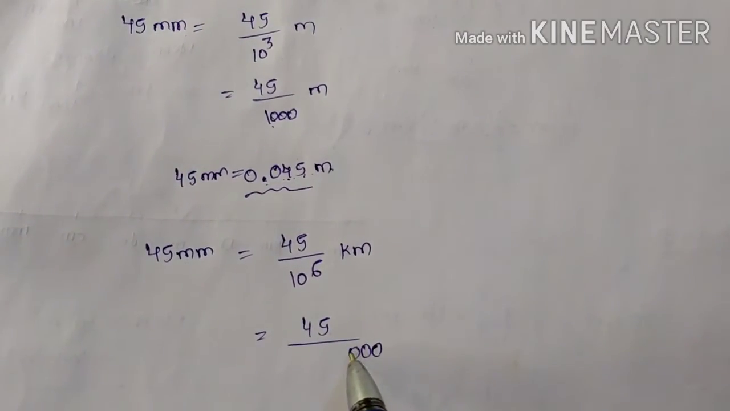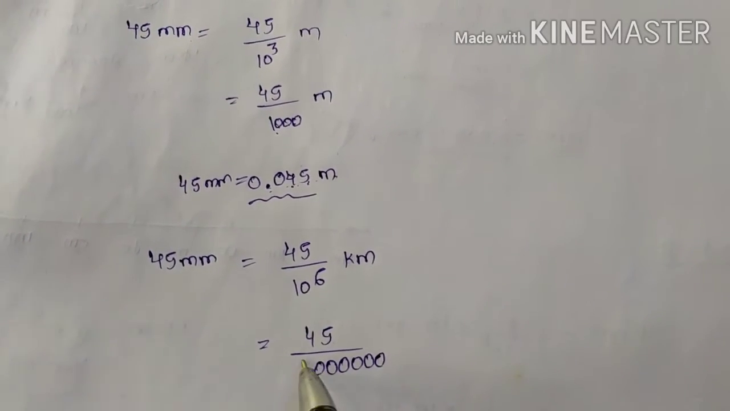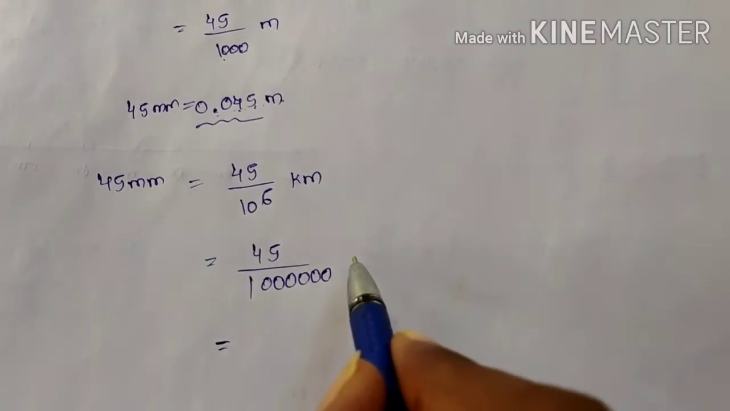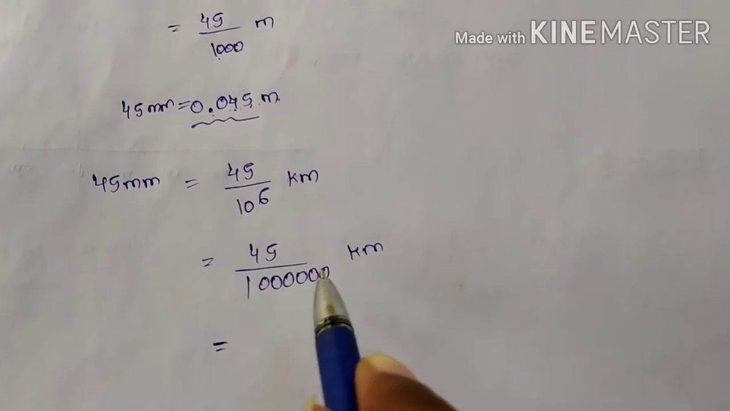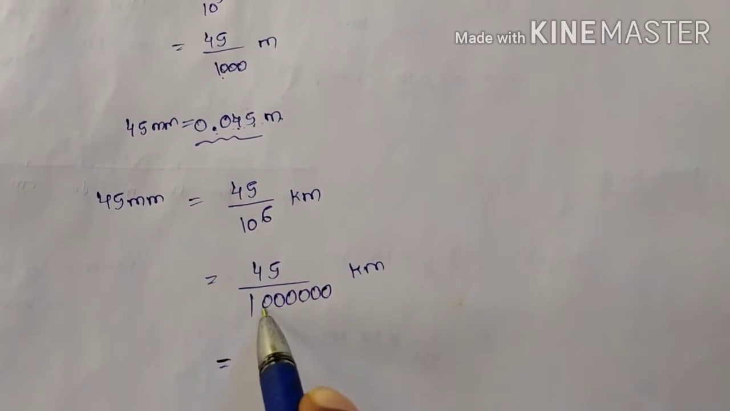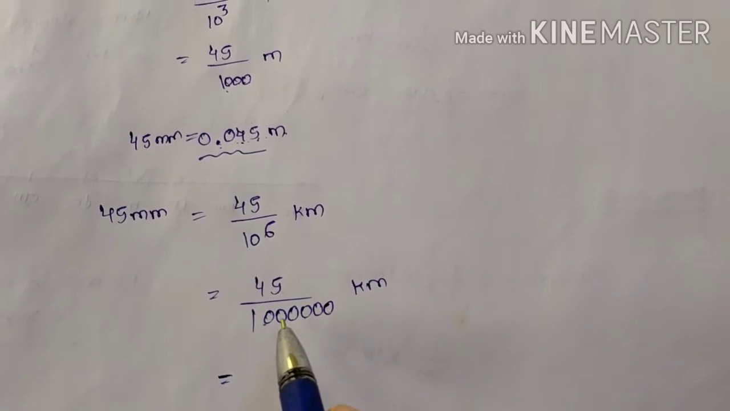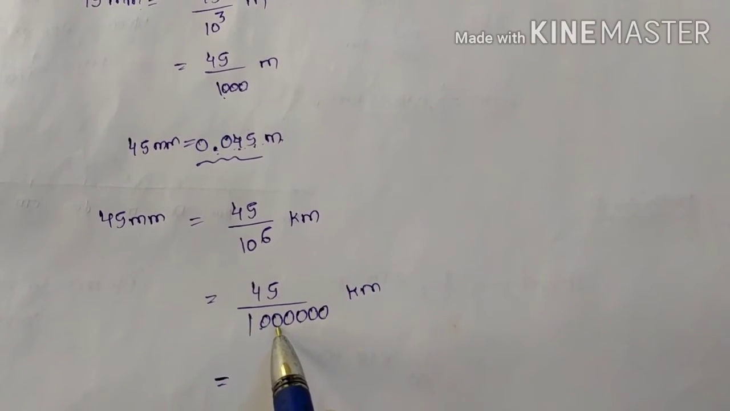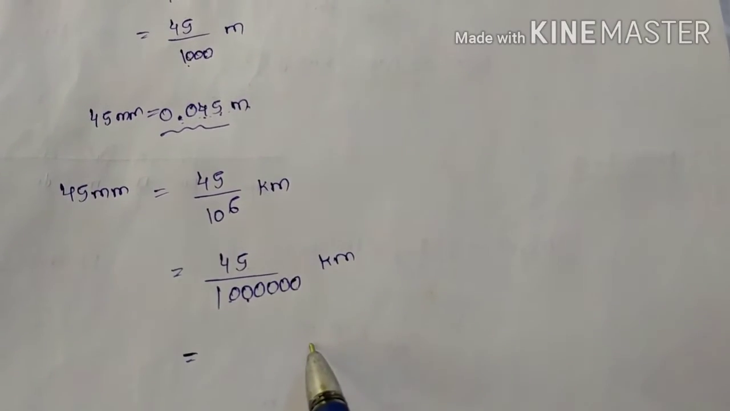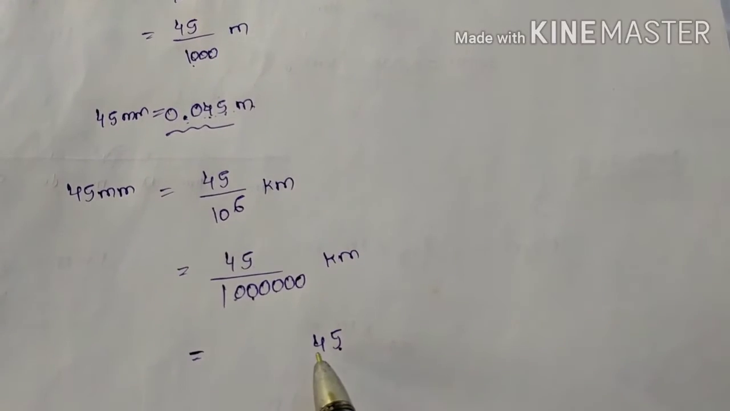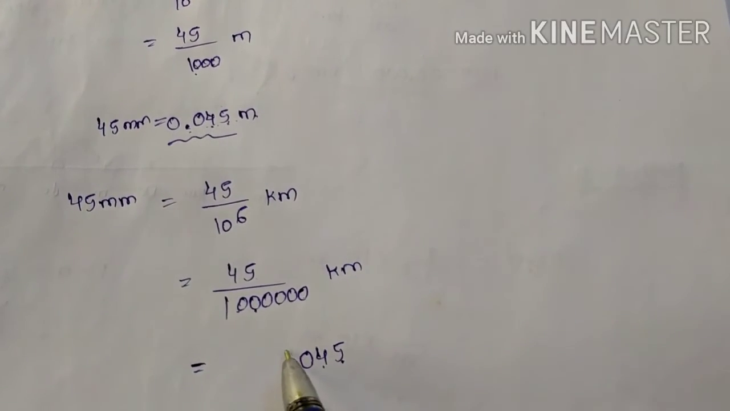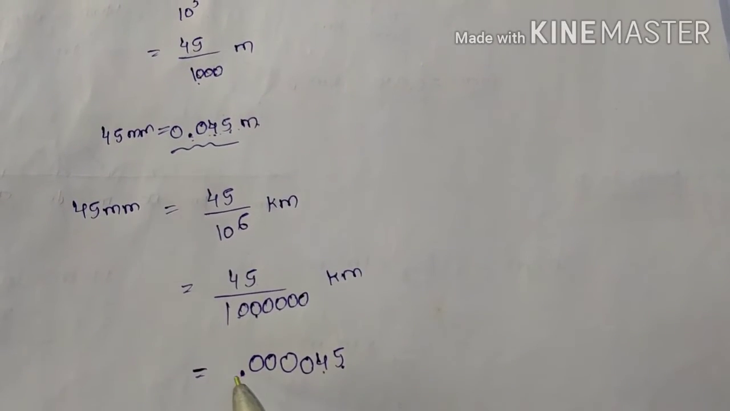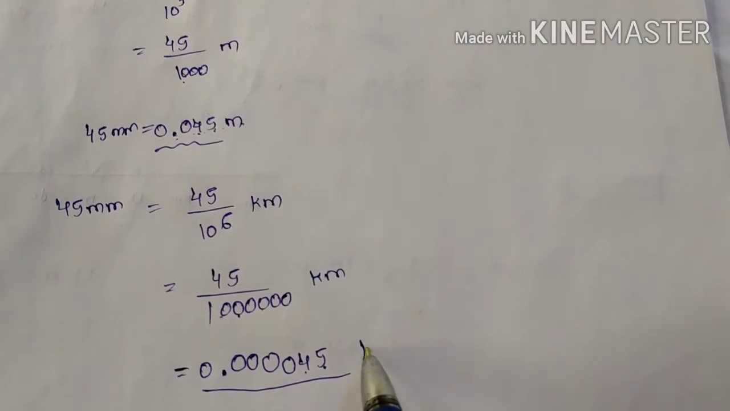1, 2, 3, 4, 5, 6 zeros. You can put 1 beside it. Now you can see here it is kilometers. See 1, 2, 3, 4, 5, 6. There are 6 zeros available in the denominator, so you can put the decimal point 6 digits from the right side. That means you can write here 45. 1 digit, 2 digits, 3 digits, 4th digit, 5th digit, 6th digit, so you can put the decimal point. This is your answer. Very easy.